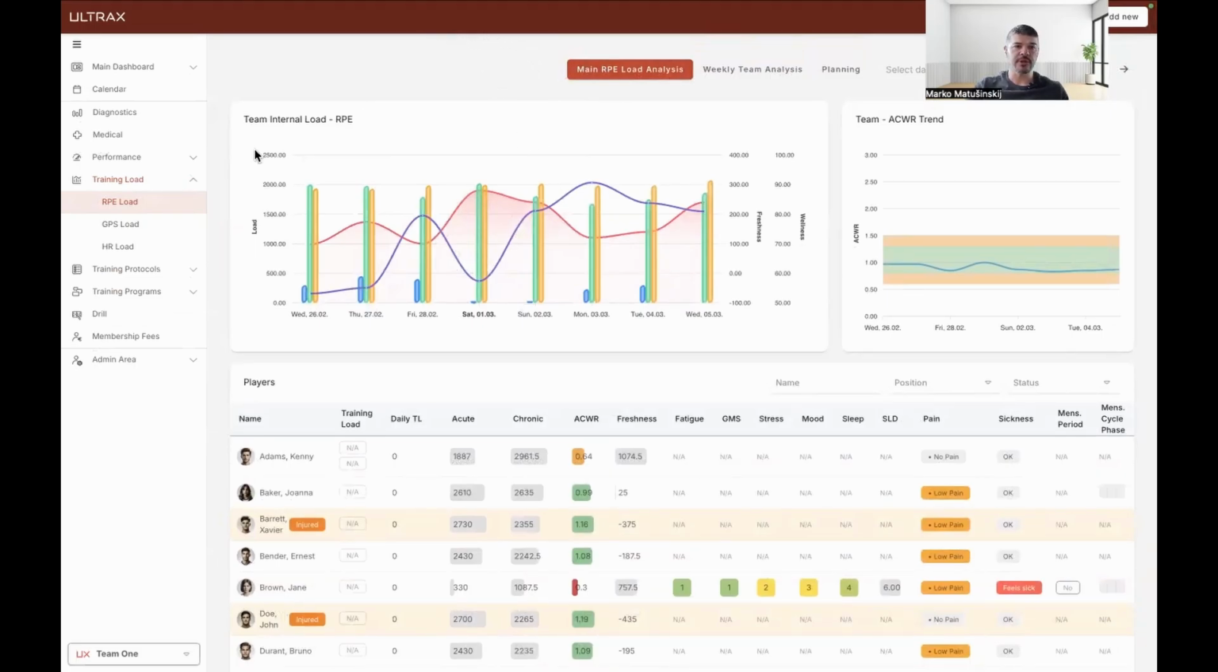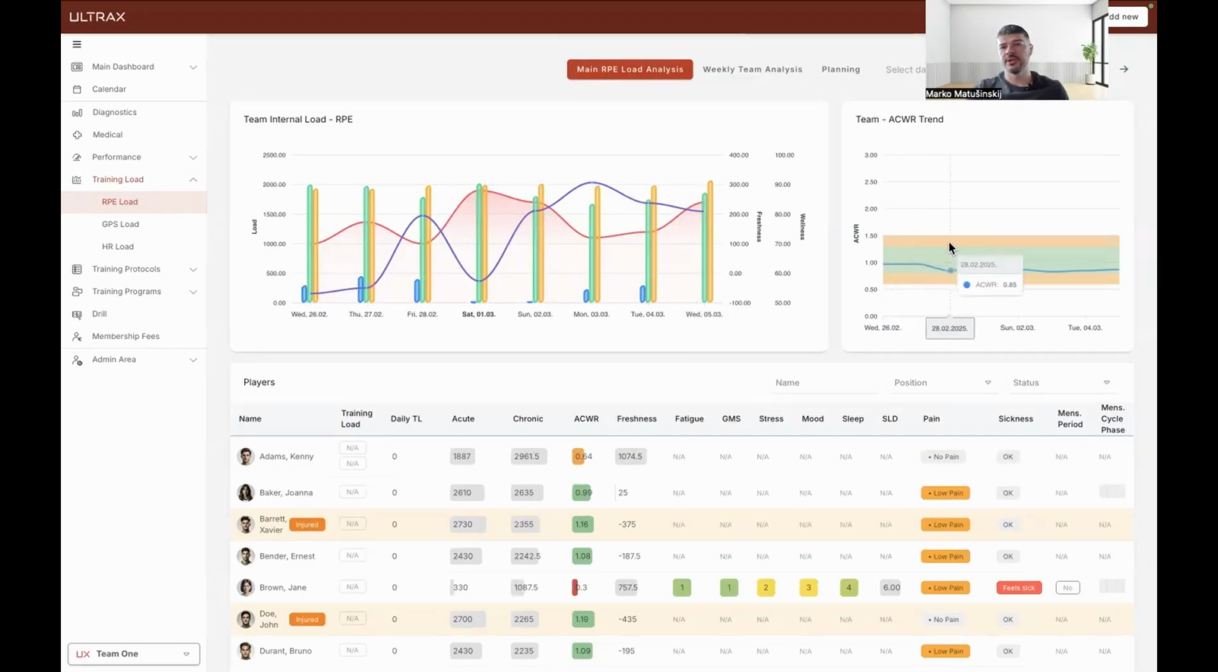So in the training load dashboard, we have RPE load, GPS load, and heart rate load. The main role of this dashboard is to analyze the data longitudinally. We have some basic graphs that you can see here, and we put in an advanced variable scenario. So you can see all of the variables, if you remember, from the column of advanced variables. And on the graph here, you can see freshness, player wellness, daily load, acute and chronic load, and how it is changing from day to day.